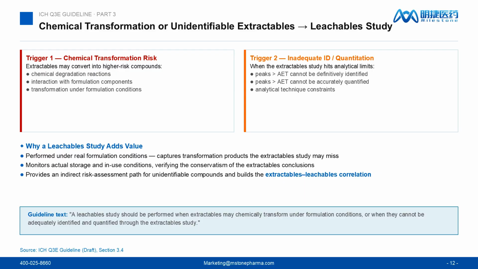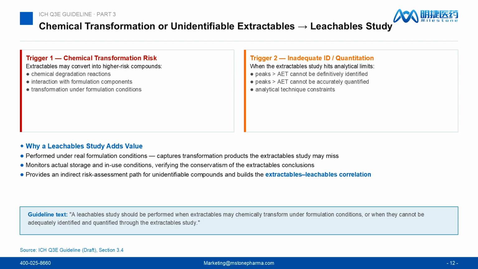Think of it like testing a food ingredient alone versus cooking it in a dish. The chemistry of the dish can create things that weren't in the ingredient. Blind spot 2, analytical limits. Sometimes a peak above the AET simply cannot be identified, the mass spectrum is ambiguous, or quantitation is unreliable.